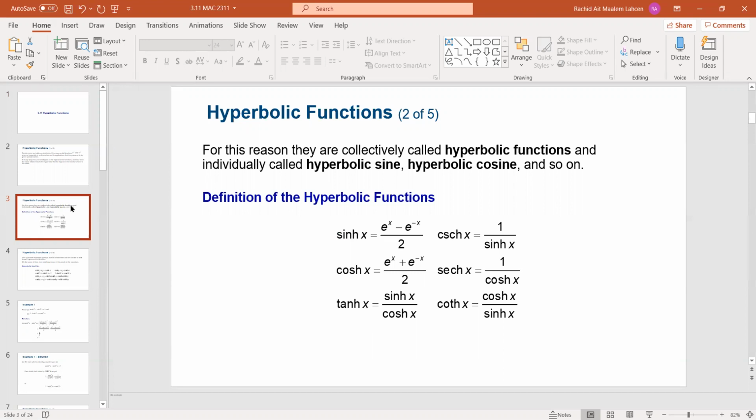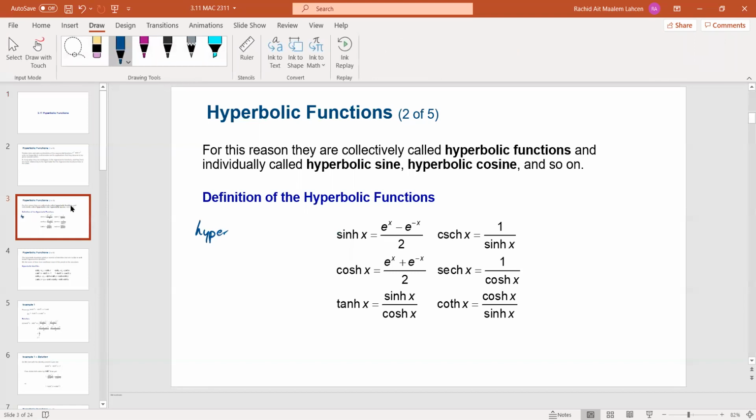So we'll say hyperbolic sine of x. And you see, it's interesting how it became e to the x minus e to the negative x, divided by 2. And same here for the hyperbolic cosine of x. It's a similar formula, just it has a plus in between.